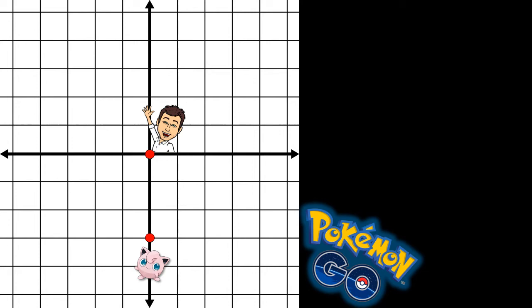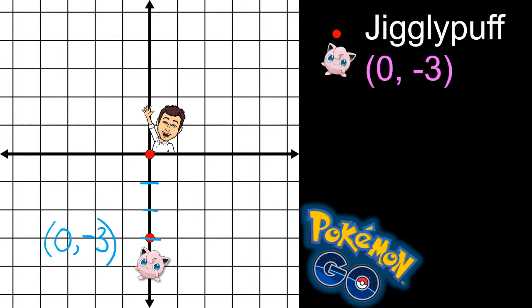Mr. Peterson is always going to start in the middle, which is called the origin. For Jigglypuff, Mr. Peterson's not going to walk anywhere along the x-axis, so the x-coordinate is going to be 0. And our y-coordinate, he needs to go down. So let's climb down 1, 2, 3. Climbing down 3 is going to be a -3. So our ordered pair for Jigglypuff is going to be 0, -3.